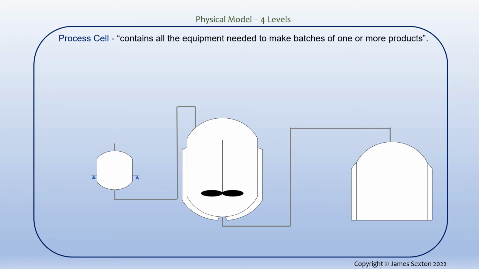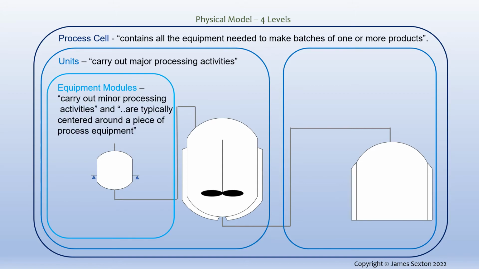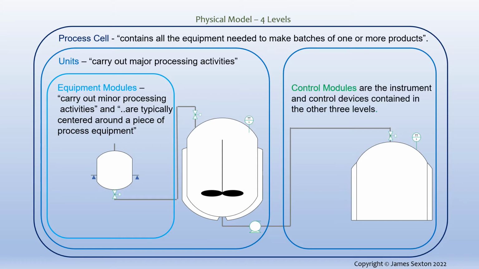A process cell contains all the equipment needed to make batches of one or more products. Units carry out major processing activities. Equipment modules carry out minor processing activities and are typically centered around a piece of process equipment. Control modules are the instrument and control devices contained in the other 3 levels. The quotes are lifted directly from ISA-88. Notice that all 3 upper levels are defined by the processing they carry out.